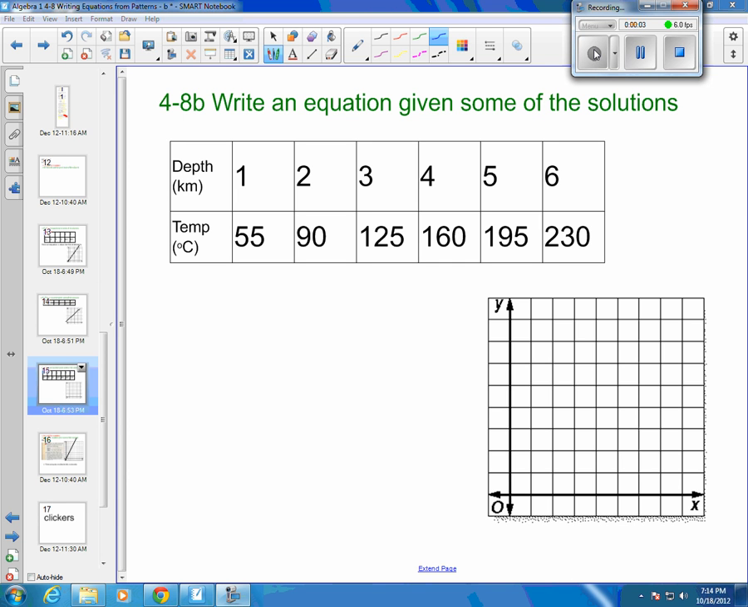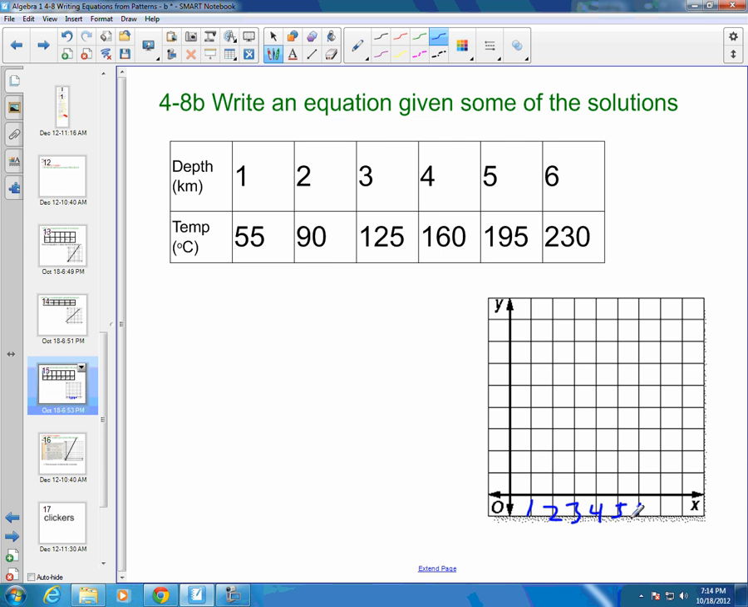All right, Algebra 1, this is Chapter 4, Section 8. This is my third example on writing equations given a table of data. So the very first thing I do again is I'm going to graph my data. My x's are going 1, 2, 3, 4, 5, 6, so I'll label my x's 1, 2, 3, 4, 5, and 6.